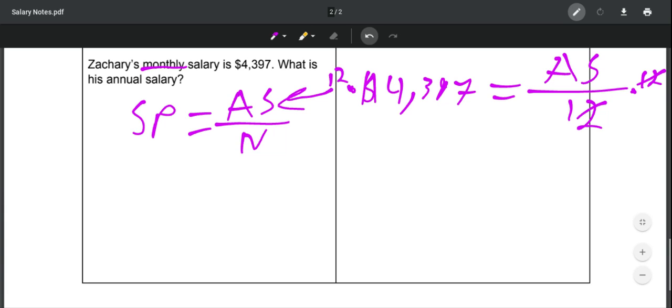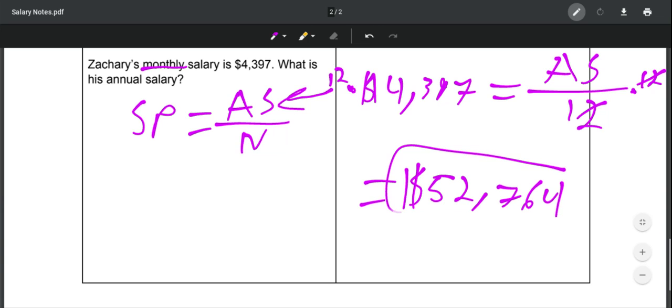All right, let me plug that in. 12 times 4,397 is going to equal, actually, that's 52,764. That would be our annual salary.